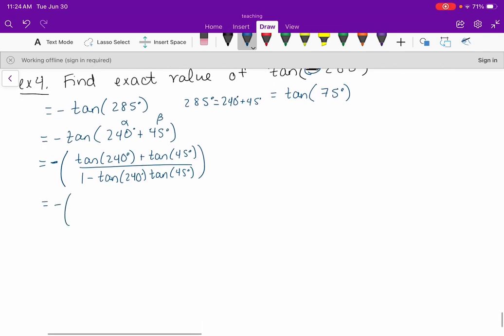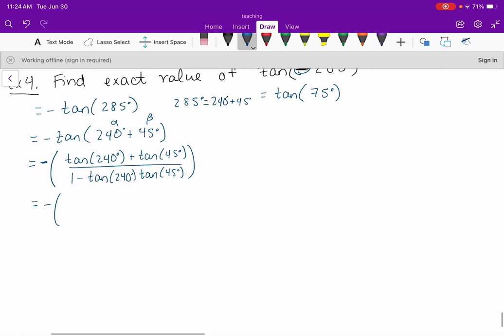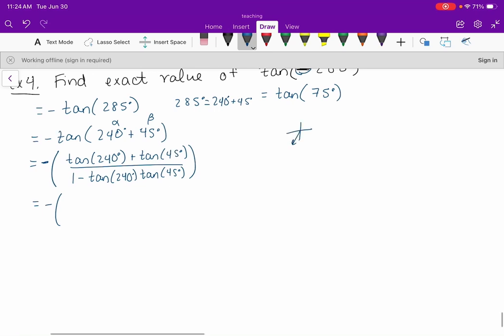Negative tangent of 240. So remember, 240 is in quadrant 3. It has a reference of 60. Tangent of 60 degrees is square root 3 plus tangent 45 is 1. And also quadrant 3 for 240, so tangent's positive. Then I have 1 minus tangent 240 is square root 3 times tangent 45, which is 1. So here I get negative square root 3 plus 1 over 1 minus square root 3.